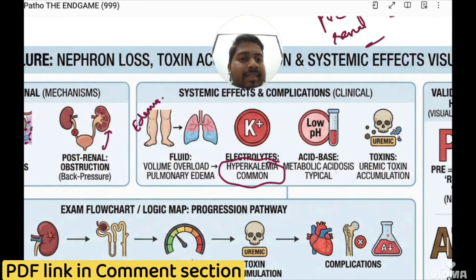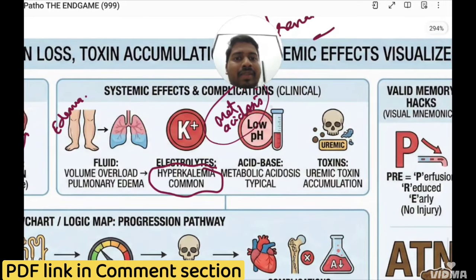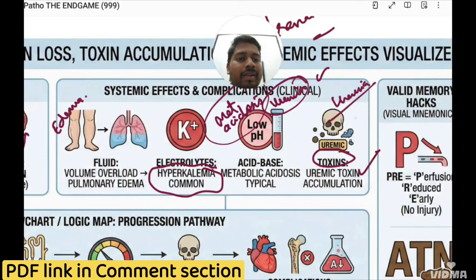Okay, next is which type of acid base balance do you see? You see metabolic acidosis, because the kidney is involved in excreting acid, right? So it results in metabolic acidosis, and there are various other reasons also which I don't want to go into in depth. One is uremia. Okay, uremia causes metabolic acidosis. Next, toxin accumulation. Because of this, there is uremia. Okay, uremia can cause metabolic acidosis.